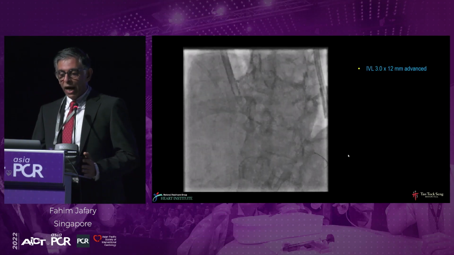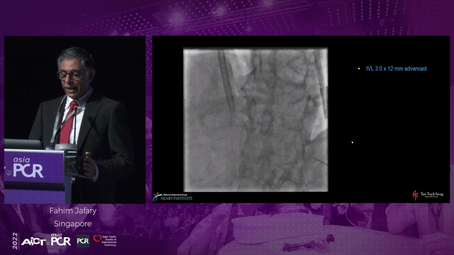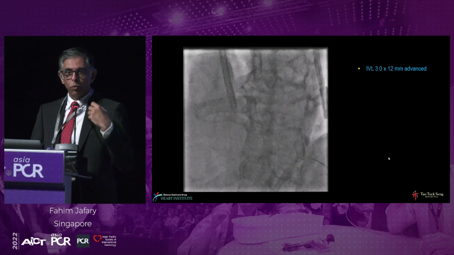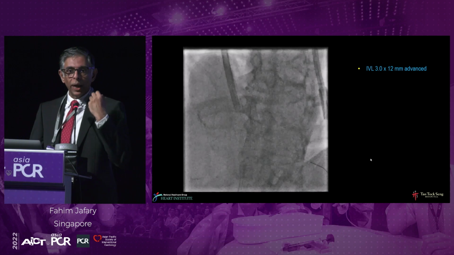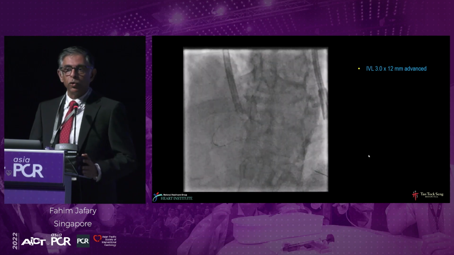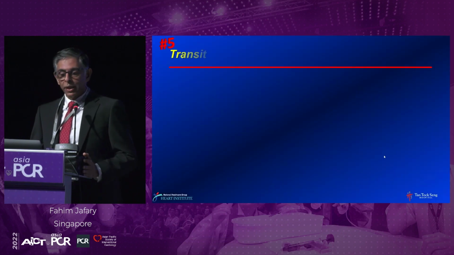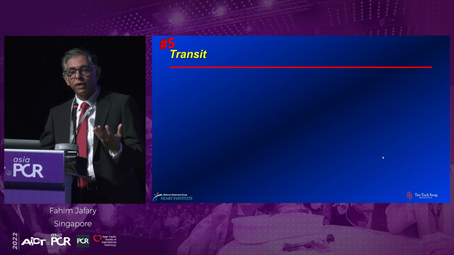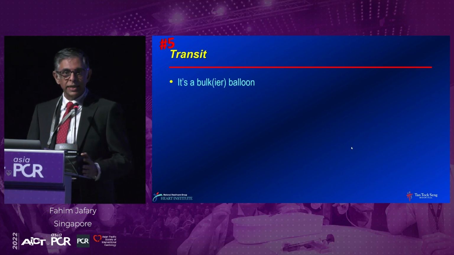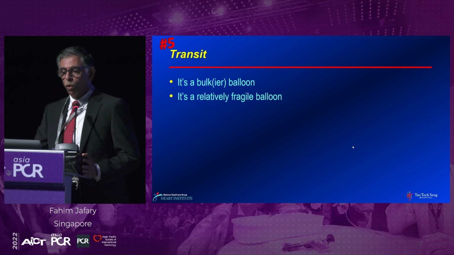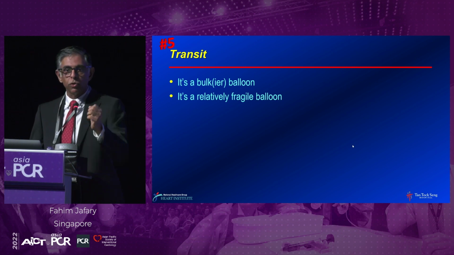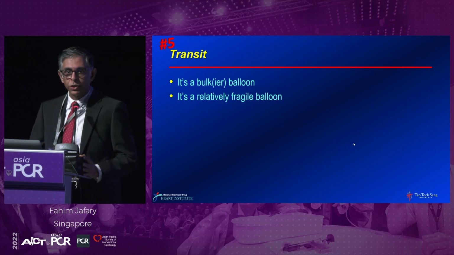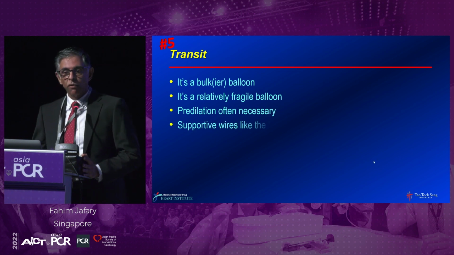So this is now the IVL balloon going in. And you can see that it actually went pretty well. So contrary to what people generally say, you're often able to get it through. And this brings us to the next guiding principle of IVL, which is transit. And it indeed is a bulkier balloon. It is a more fragile balloon, so you can't shove it into very tight calcified lesions. It will rupture. Predilation is often necessary.